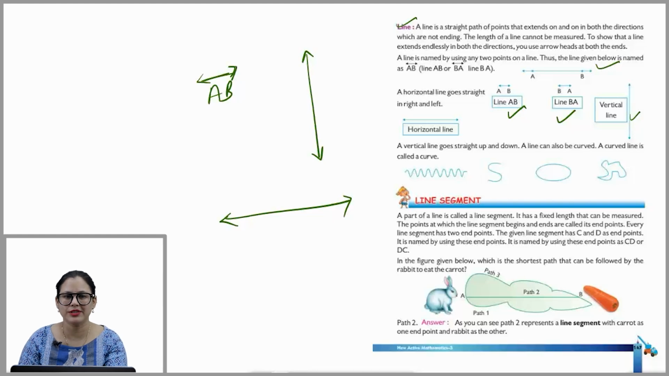A line can also be curved. A curved line is called a curve. For example, all these are curves, right?